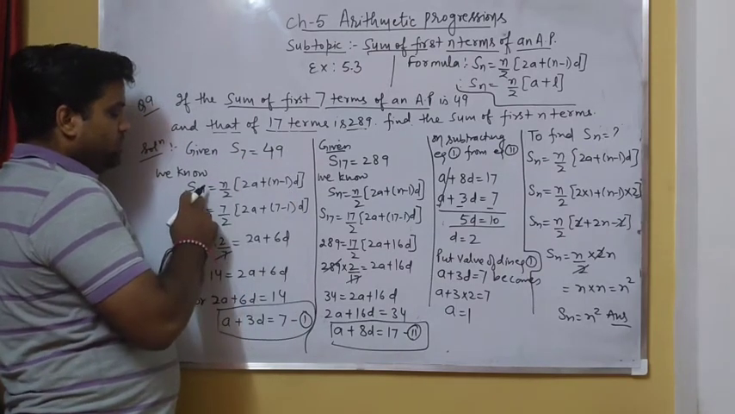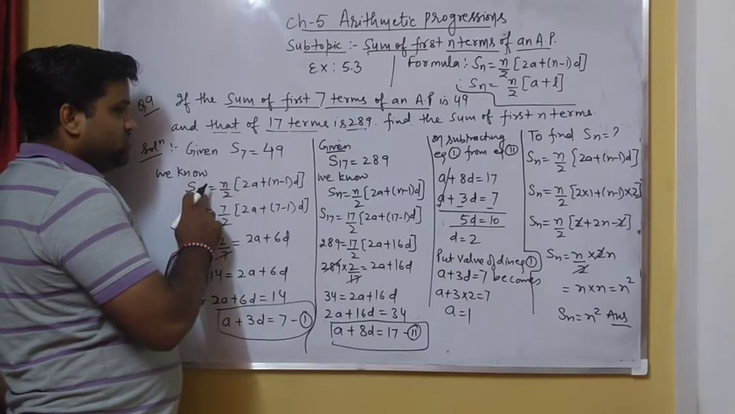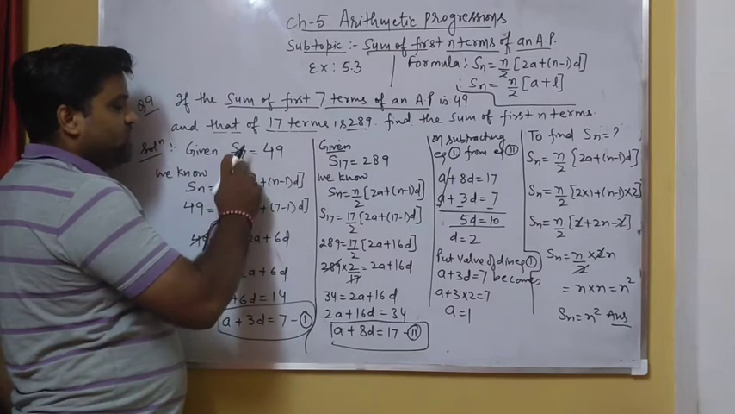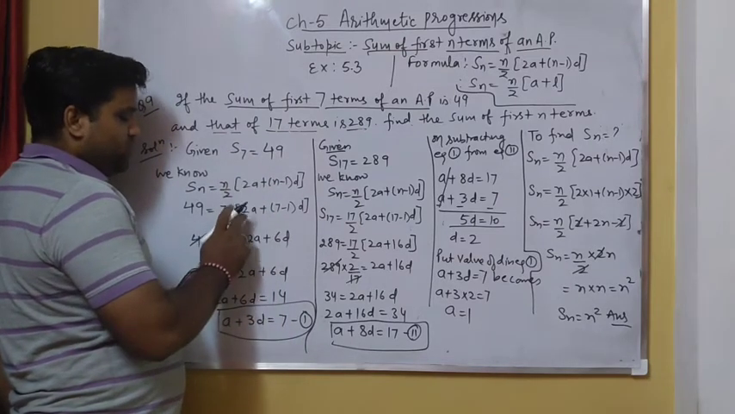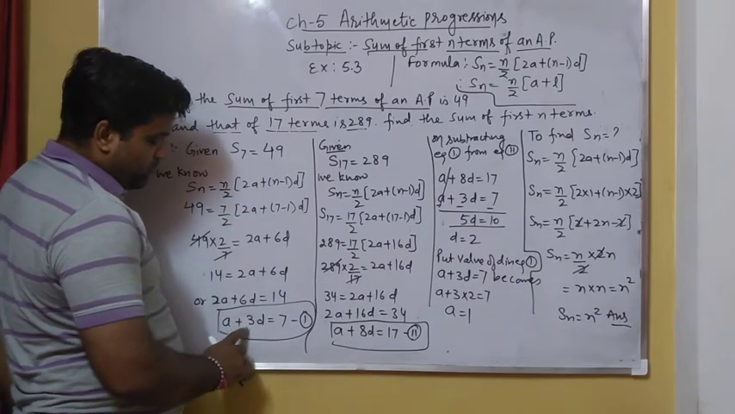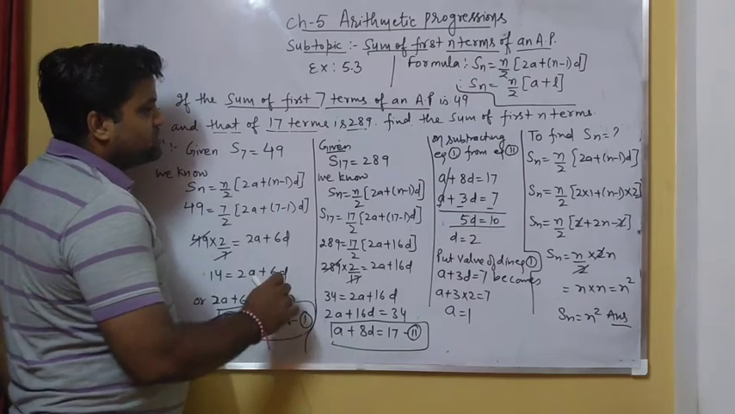We know the formula that the sum of first n terms of an AP is given by n by 2 into (2a plus (n minus 1) d). Here n is given, which is 7. On putting that value in the formula and solving, we get the equation a plus 3d equal to 7. We consider it as equation number first.